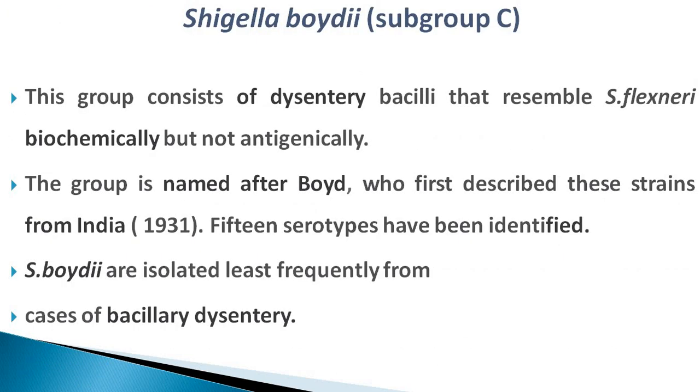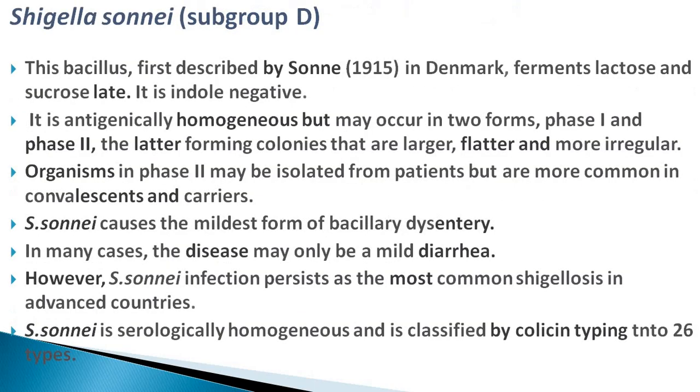Shigella boydii. This group consists of dysentery bacilli that resemble Shigella flexneri biochemically but not antigenically. The group is named after Boyd, who first described these strains from India in 1931. 15 serotypes have been identified. Shigella boydii is isolated least frequently from cases of bacillary dysentery.